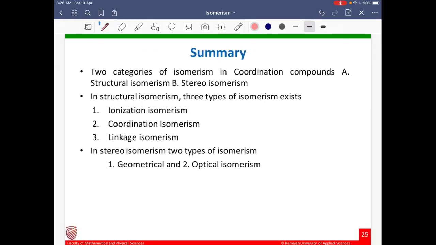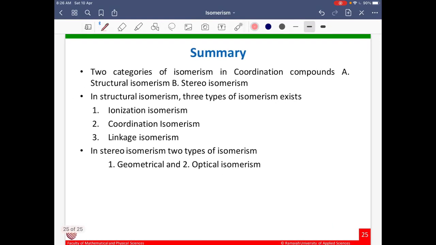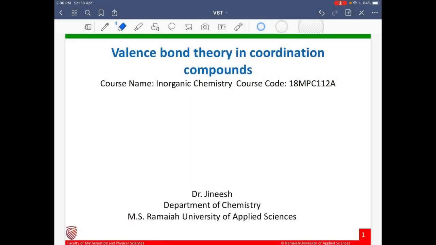Next, summary. There are 2 categories of isomerism in coordination compounds: A, structural isomerism; B, stereoisomerism. In structural isomerism, 3 types exist: 1, ionization isomerism; 2, coordination isomerism; 3, linkage isomerism. In stereoisomerism, 2 types: 1, geometrical and 2, optical isomerism. Thank you. Next topic is valence bond theory in coordination compounds.